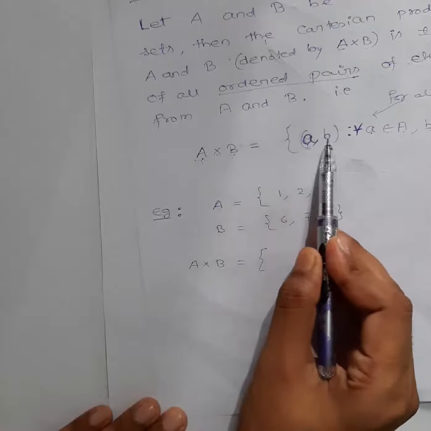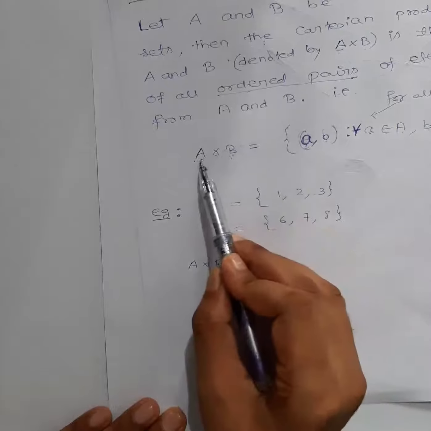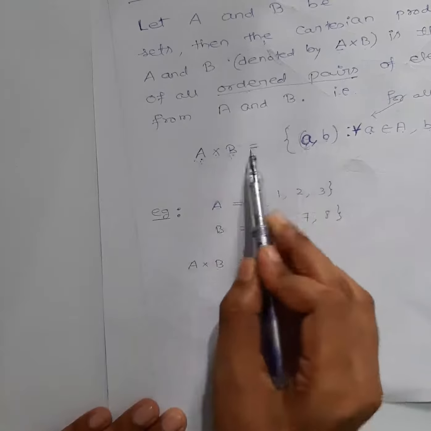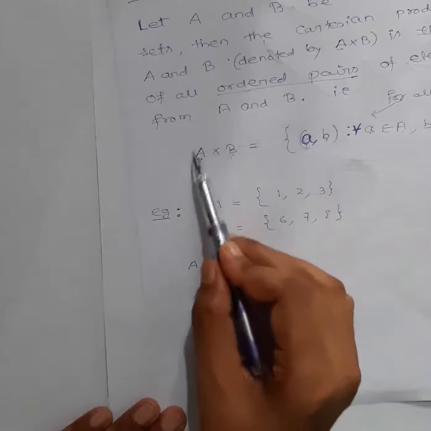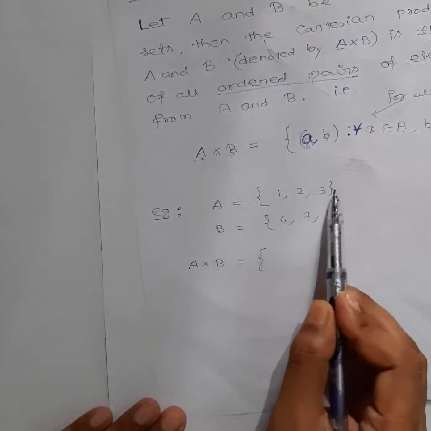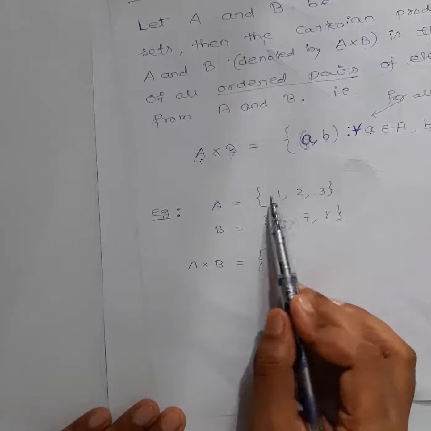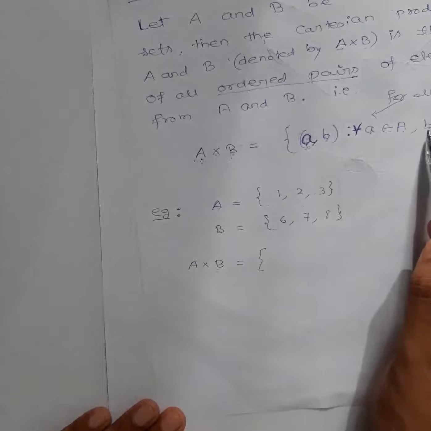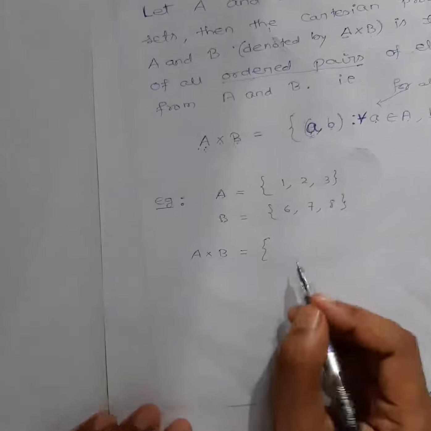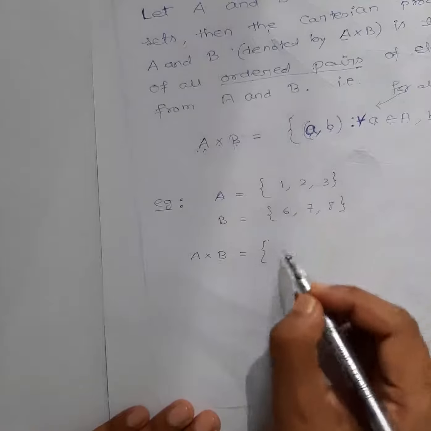It is an ordered pair in which the first element will be from the first set, and the second element will be from the second set. I said for all a belongs to A, b belongs to B, means I have to make a pair between all elements of A and all elements of B. So how will I make the pair? So see here.